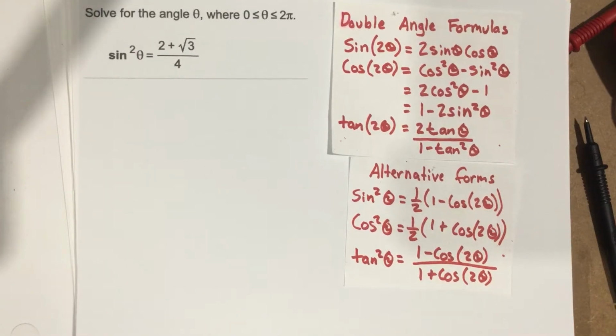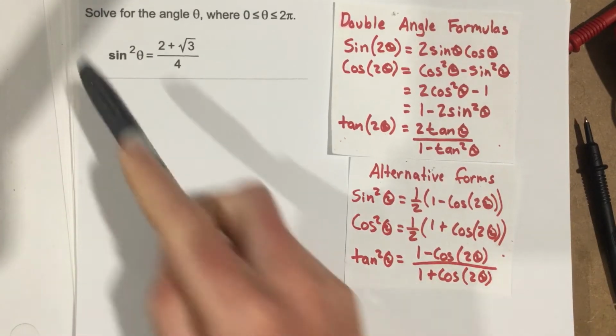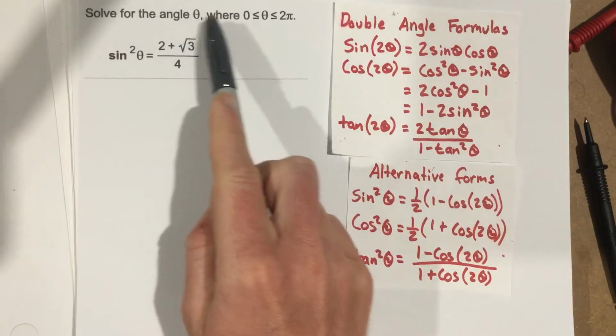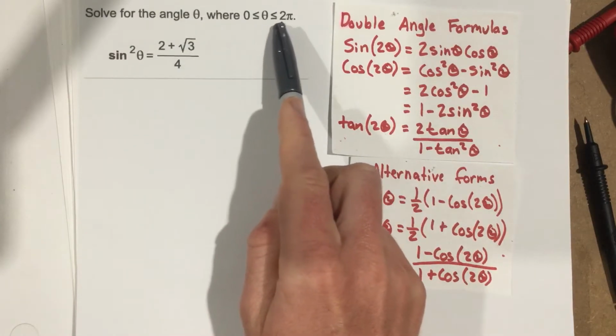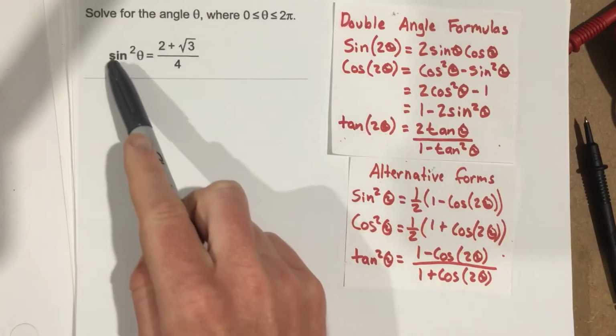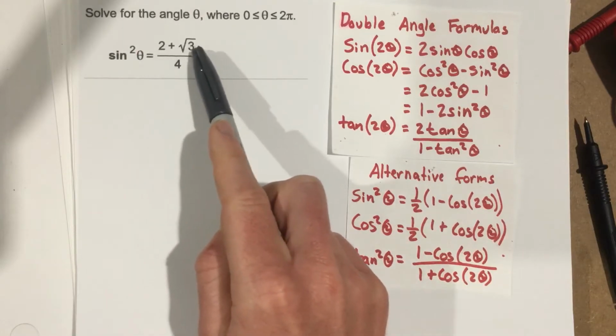This is problem number 9 from section 1.3. In this problem it says solve for the angle theta where 0 is less than or equal to theta less than or equal to 2 pi. And they give you sine squared theta equals (2 plus root 3) over 4.